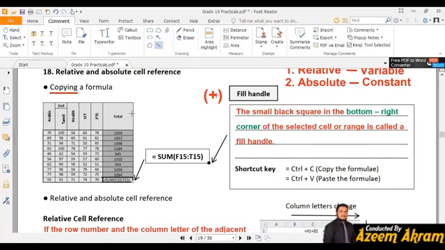Copying. The most important idea behind the fill handle is copying. Whether you need to copy and paste it, or just if you're dragging, it will automatically paste. Yes, automatically it will paste. Automatically it will copy.